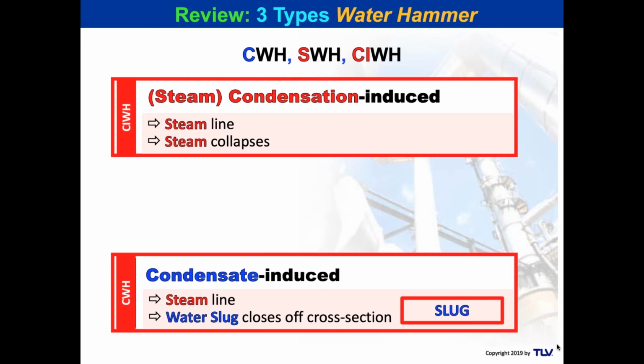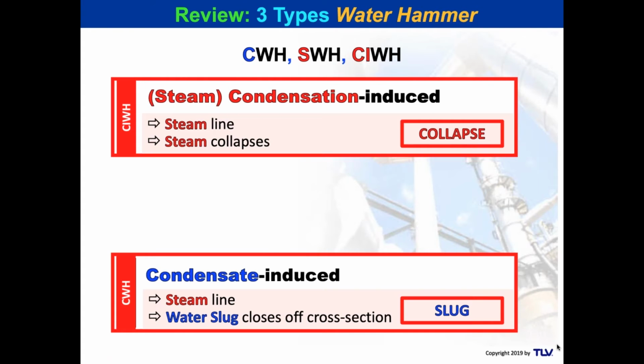Why do we call that condensation-induced or steam condensation-induced? Why don't we just simply call that collapse hammer in a steam line? Isn't that a lot easier to say, slug hammer in a steam line? Now you know it's coming from a slug. And collapse hammer in a steam line, now you know it's coming from a collapse of a pocket.